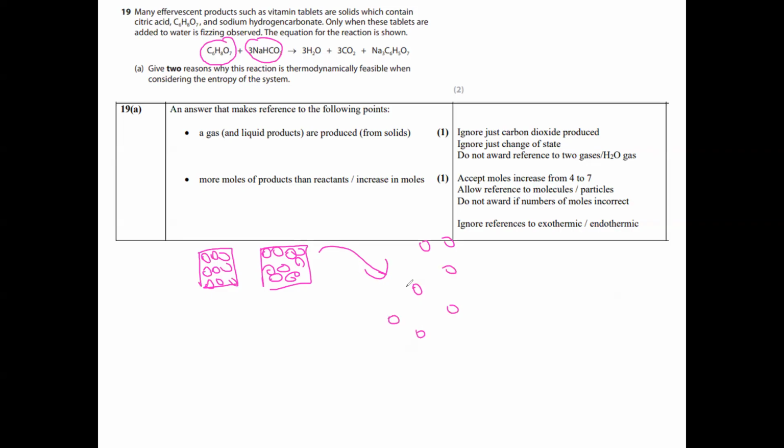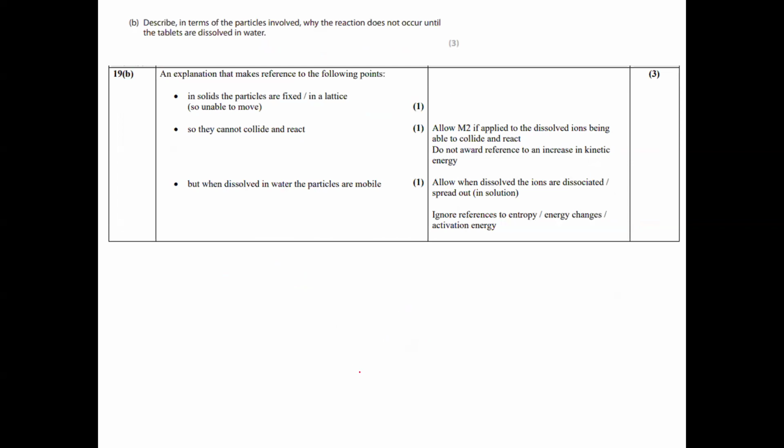So we know that in liquid, when anything is dissolved in water, particles can move here and there. When they can move here and there, they can collide with each other. That's why the reaction becomes feasible. In solid, particles are fixed inside the lattice, so they cannot collide or react. But when dissolved in water, particles are mobile. Therefore, the reaction can take place. Those are the 3 marks they are expecting. You have to say that in the reactants the solid particles cannot move. Then you have to say when you dissolve in liquid, particles can move. That's how we can do it.